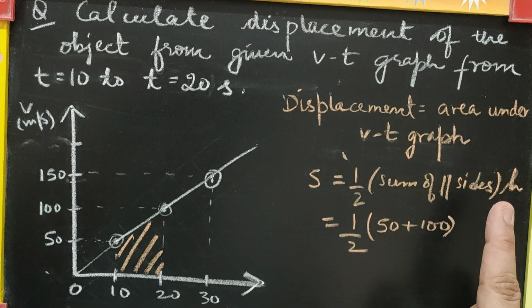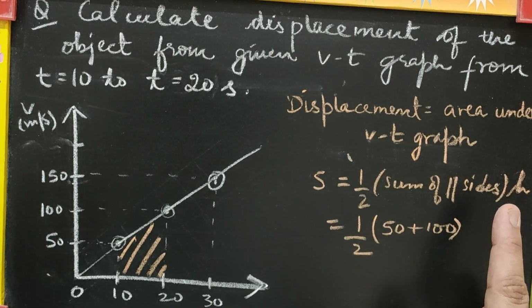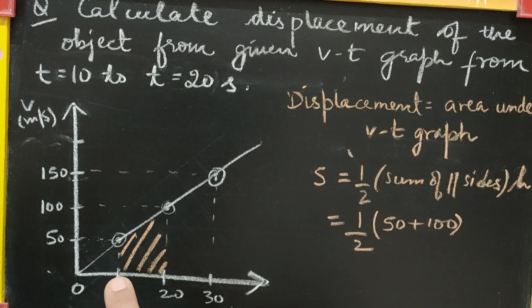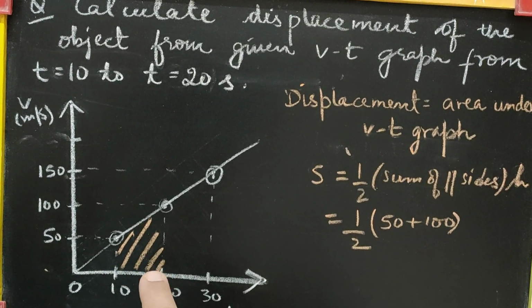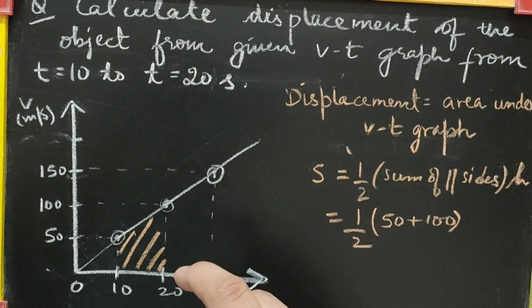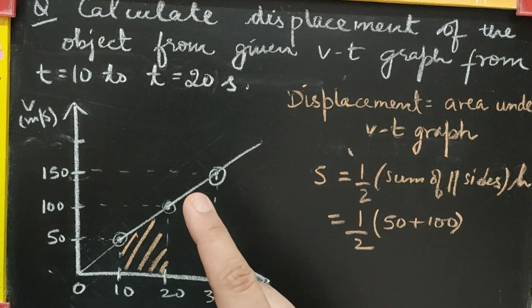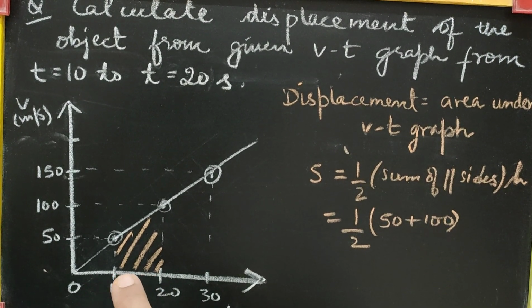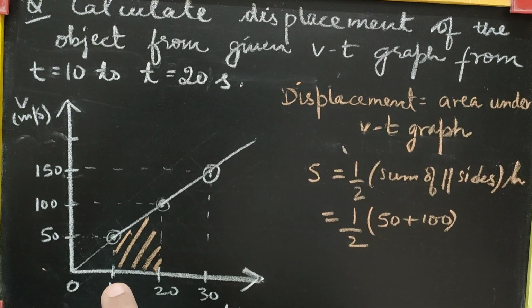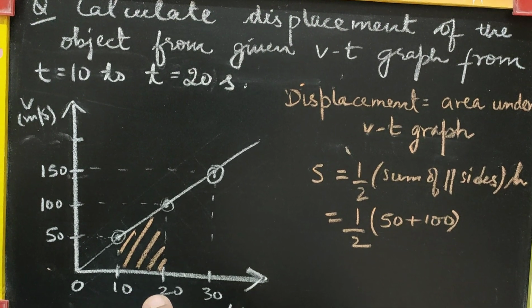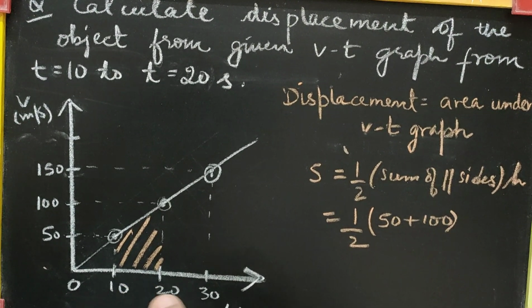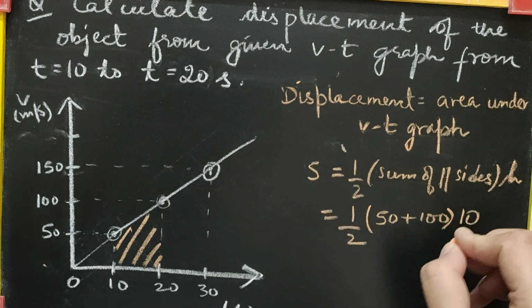Height of this trapezium I had discussed in the previous questions also. Height in case of trapezium is the distance between the parallel sides. Don't get confused that height is this vertical distance. No. In case of trapezium, height is the distance between the parallel sides. So that means this time interval, from 10 seconds to 20 seconds, is of 10 seconds only. So we put the value of height as 10.